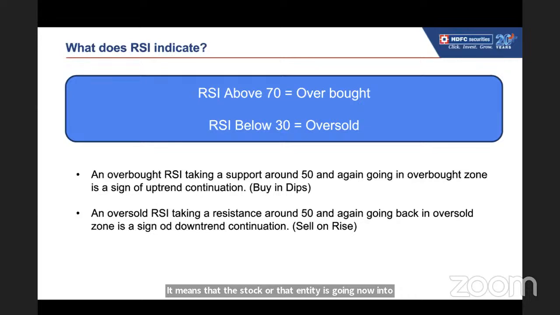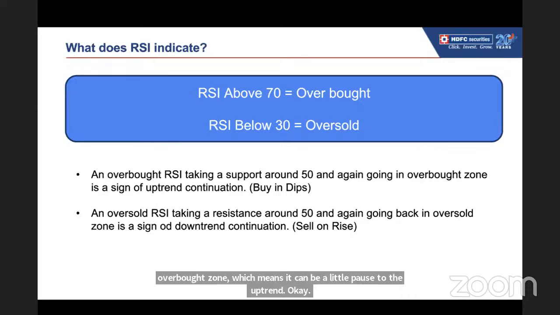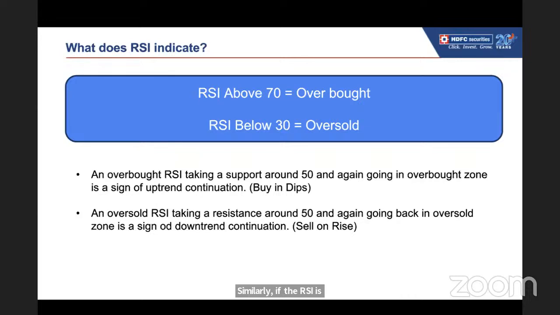Similarly, if the RSI is falling below 30 or even 20, it means that that particular entity has now fallen so much that it is oversold now. अब यहाँ से नीचे गिरने के लिए उसको थोड़ा पॉज लेना पड़ेगा, अभी और एकदम से नीचे नहीं गिरेगा. Okay, so RSI can also help you to get a clue about when to book your profits.